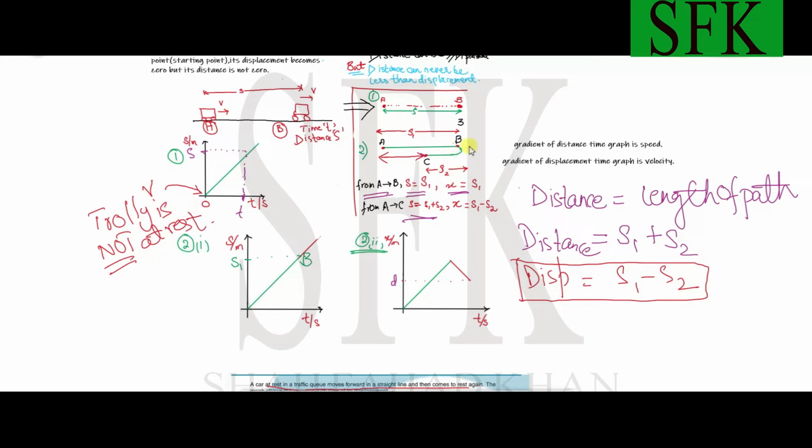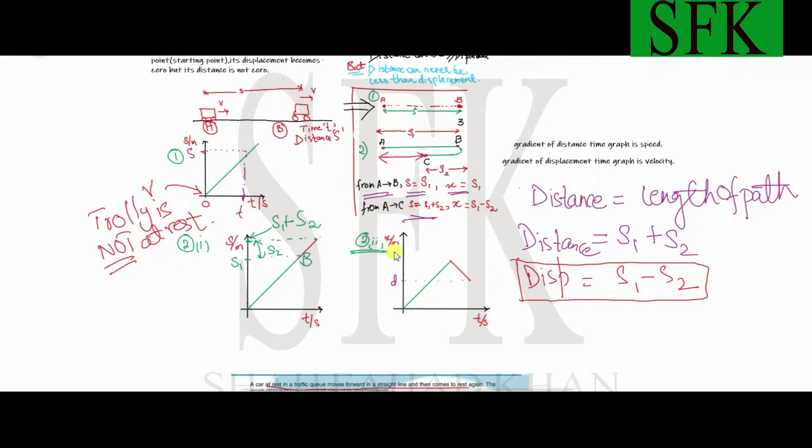Now after B, it moves forward to point C. It keeps on increasing, the length keeps on adding because the distance keeps on adding up. So as time further increases and the particle reaches the point C, this is the point where our total distance becomes S1 plus S2, and the difference is S2.